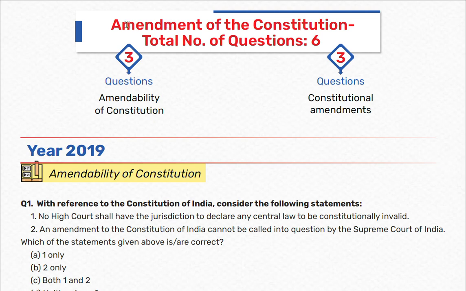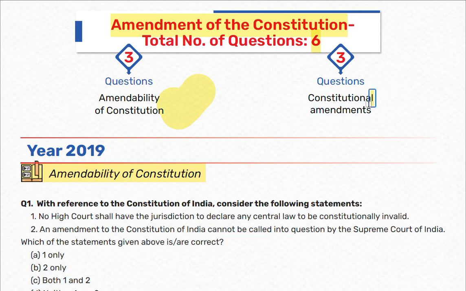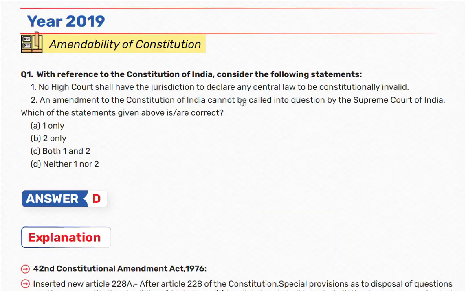Let us discuss the amendment of the constitution. There have been a total of 6 questions. 3 questions have come from amendability of the constitution, whereas 2 questions have been from constitution amendments. So the first question is from 2019, amendability of the constitution.